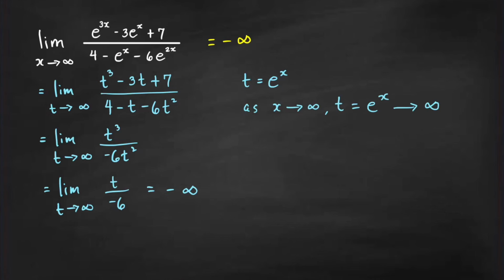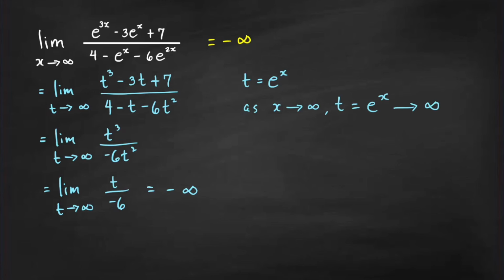So the limit is just equal to the limit of the quotient of the highest degree terms, which, if we simplify this, is equal to t over negative 6. So as t goes to infinity, t over negative 6 goes to negative infinity. And we can actually also show this limit using the other technique that we used in the previous problems.